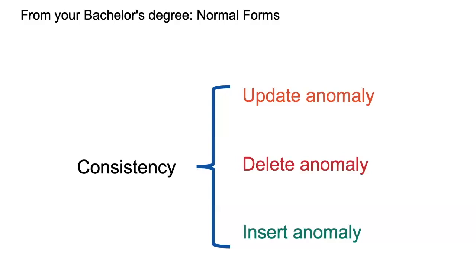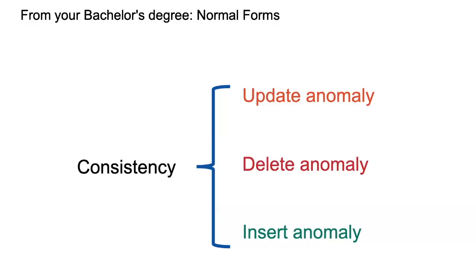Or you want to update it, but since it's duplicated, you update it here and you forget to update it in the same way there. Or even worse, you update it in different ways at different places. Or you can also insert things, but forget to insert them somewhere else. So these are called update anomalies, delete anomalies, and insert anomalies.